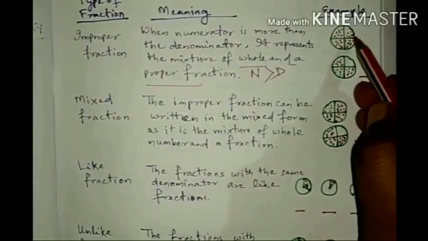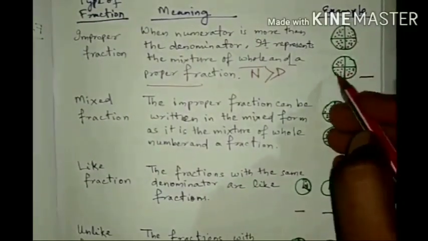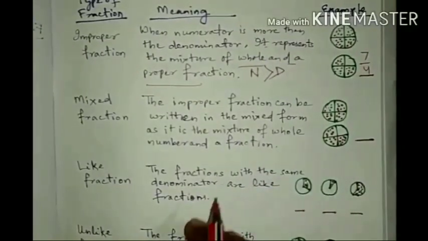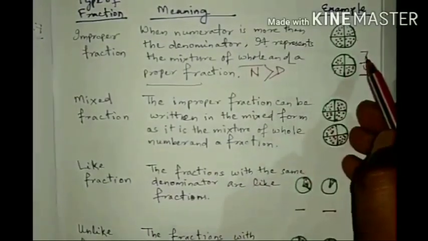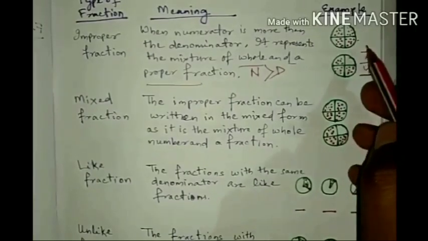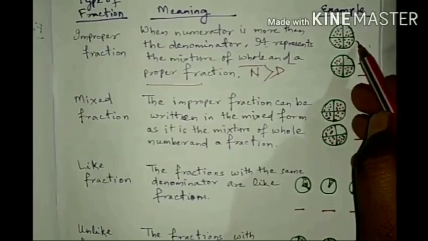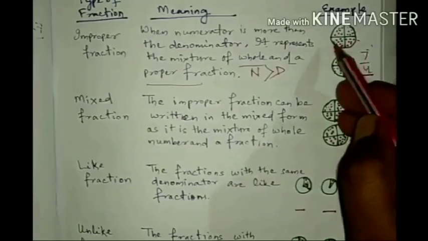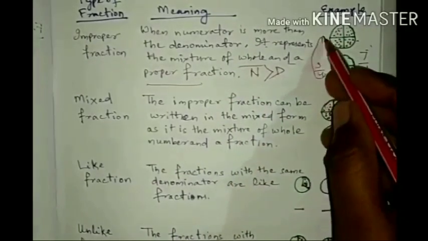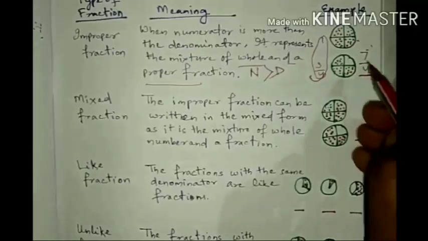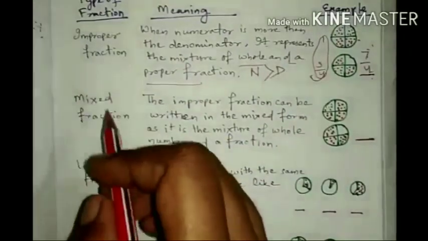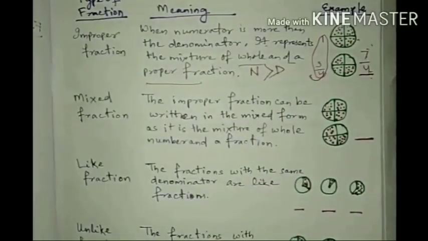So we'll count 1, 2, 3, 4, 5, 6, 7. How many parts do we have? 7 out of 4 parts. So here the numerator is greater than the denominator. Here one whole number is there and one proper fraction is there. This whole is 1. This proper fraction is 3 by 4. If we mix them, what do we get? 7 by 4. So here the numerator is greater than the denominator, and this is known as an improper fraction. Next is mixed fraction.